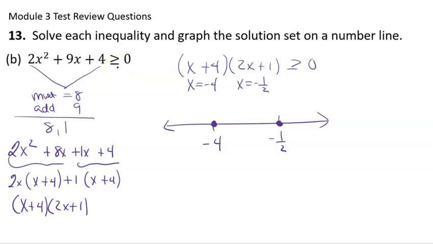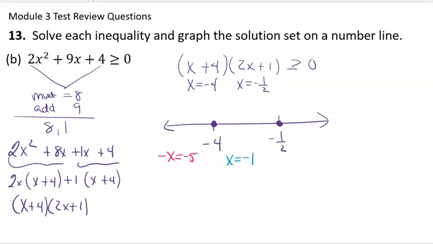Now I'm going to test points again. So the first thing I'm going to do is change colors so it's easy to see. I'm going to test, how about x equals -5 right here. Something in between -4 and -1/2. Let's go with x is equal to -1. That'll work.